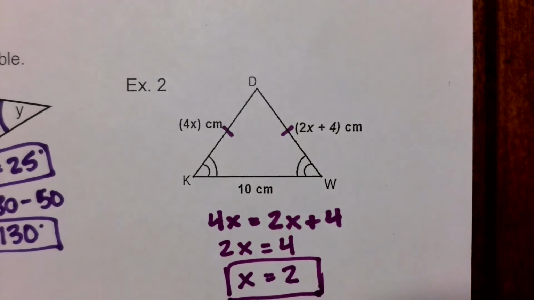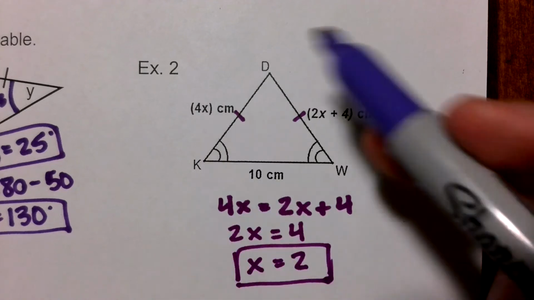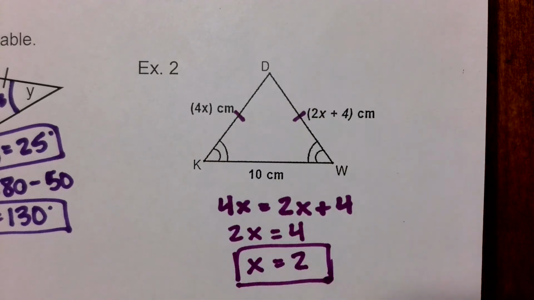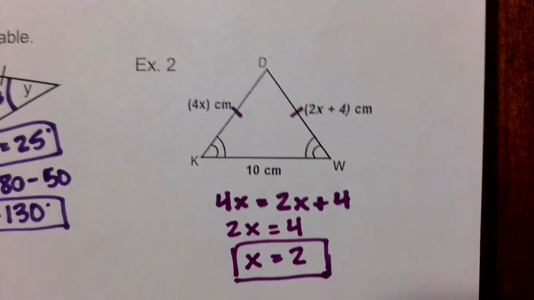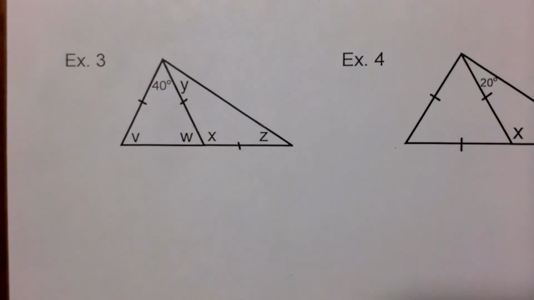And by the way, the directions for all of these was just solve for each variable. So if it did ask you to plug it back in, find DK or DW, plug that back in, and they both end up being 8. Okay, so a little bit more complicated.